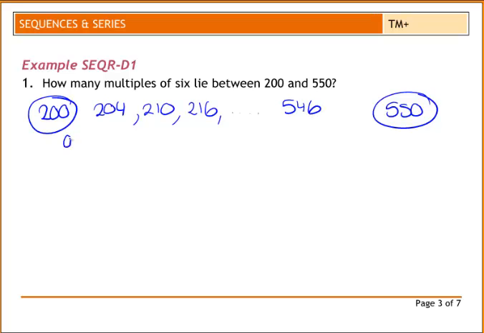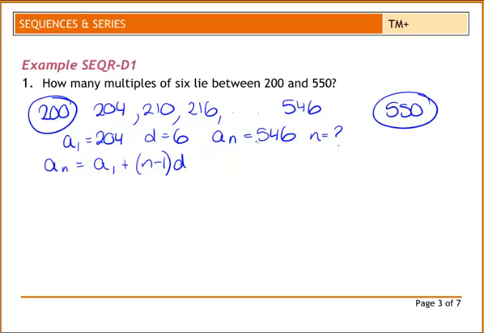So from here, our first term is 204, our common difference is 6, and our nth term is 546, and we want to know what n is. So let's write out our formula for our general term, and we can substitute in. 546 equals 204 plus n minus 1 times 6. Take 204 from both sides because you're trying to isolate that n minus 1. So 546 minus 204 gives you 342, and you've got n minus 1 times 6.